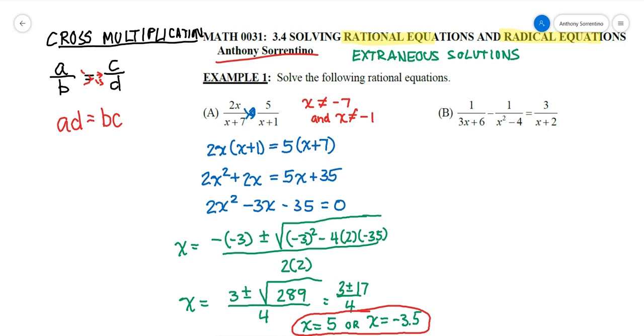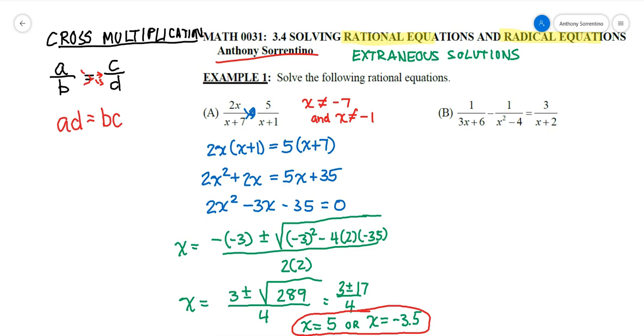Plugging 5 in, I get 10 over 12 on one side. I get 5 over 6 on the other. Well, 10 over 12 equals 5 over 6. Those are the same fraction. And I can do the same thing with the negative 3.5, which I'm not going to get into right now. So those can be done and verified that those are solutions as well.